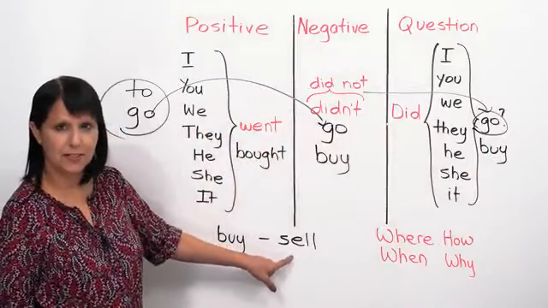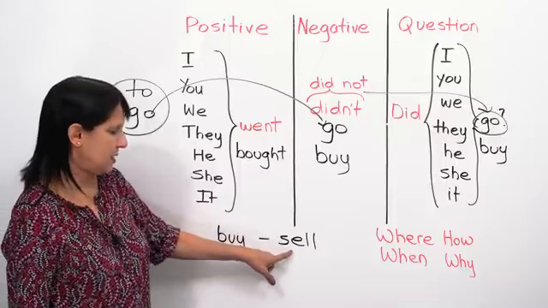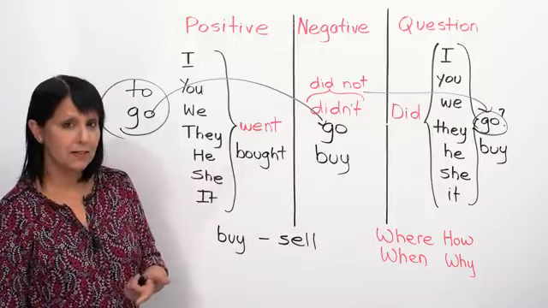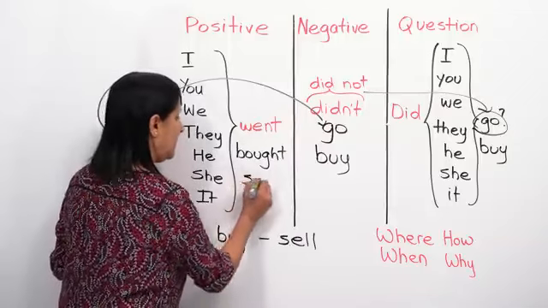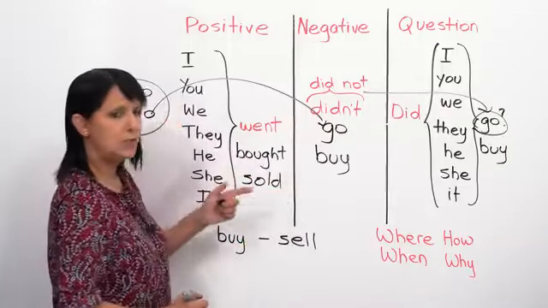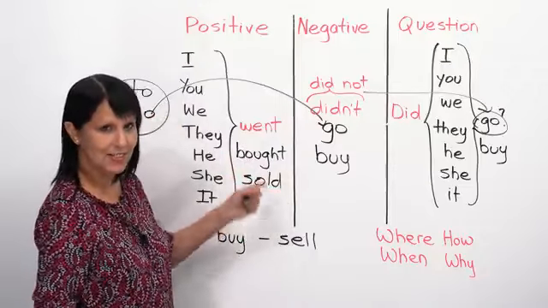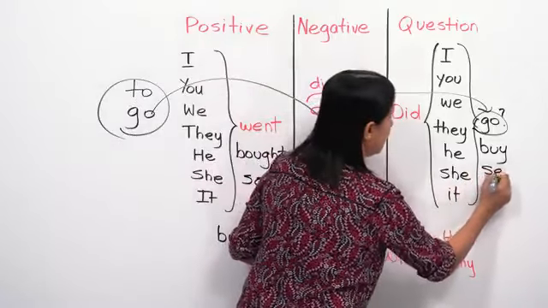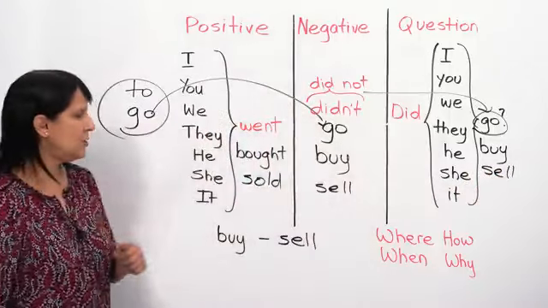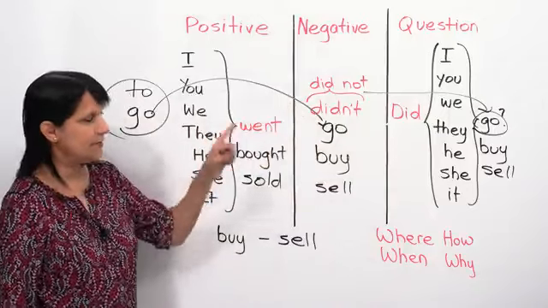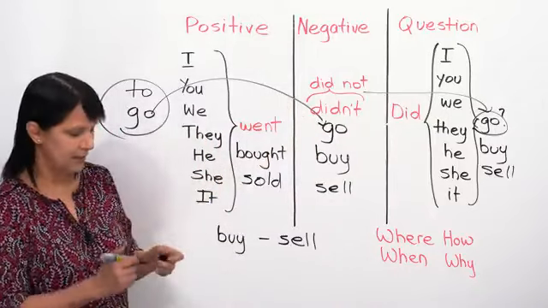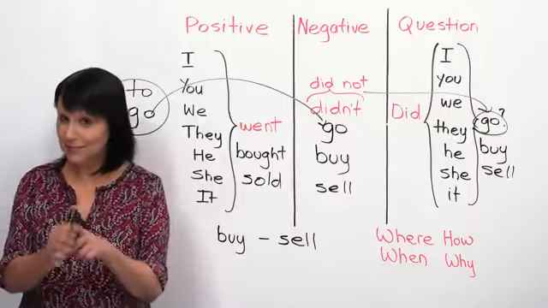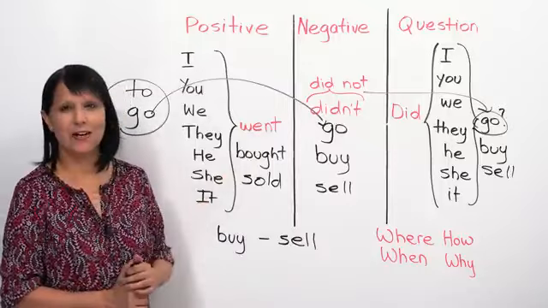Let's try it with the verb sell. So this is in the regular base form of the verb. The past tense of sell is sold. Okay? So he sold his car. He didn't sell his car. Did he sell his car? Okay? So when you can do that, right? The positive, the negative, and the question, then you can express whatever you need to express in the past simple tense, even with irregular verbs.